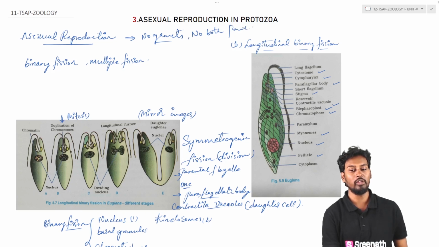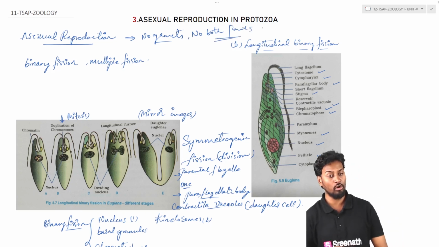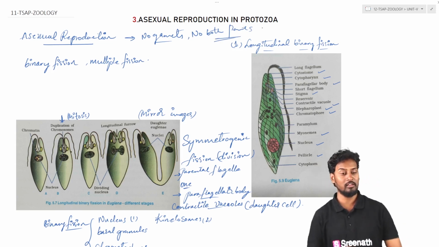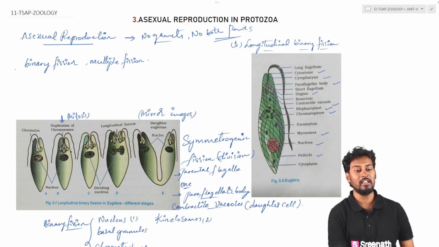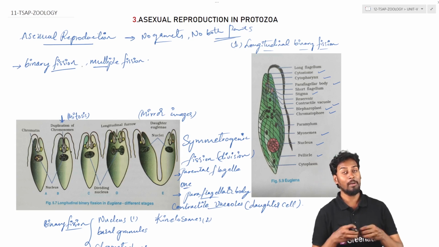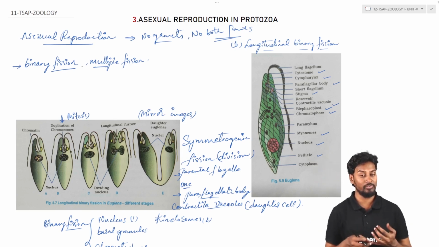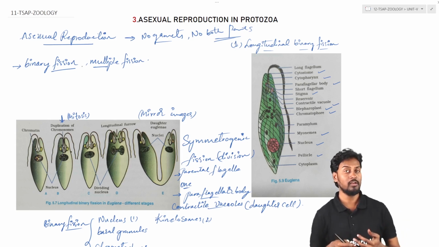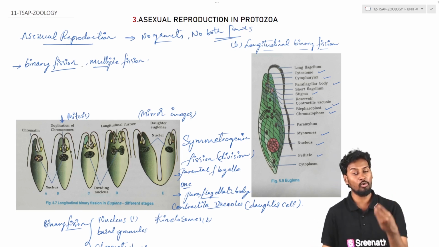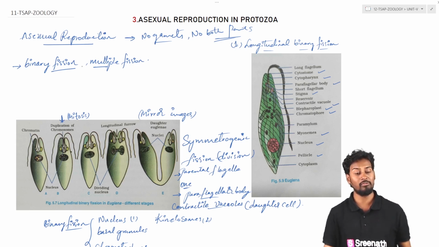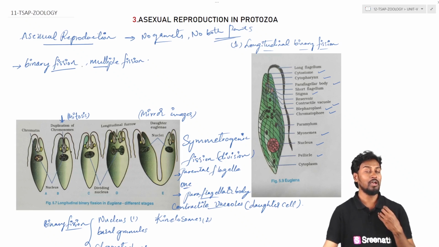Whatever the parents are there, both parents are not involved, and there is no formation of gametes and no fusion of gametes. That kind of process is called asexual reproduction. Here we can divide the asexual reproduction process into two types: one is binary fission and the other is multiple fission. So based on what kind of process is involved in asexual reproduction, it is of two types. One is binary fission, another one is multiple fission.